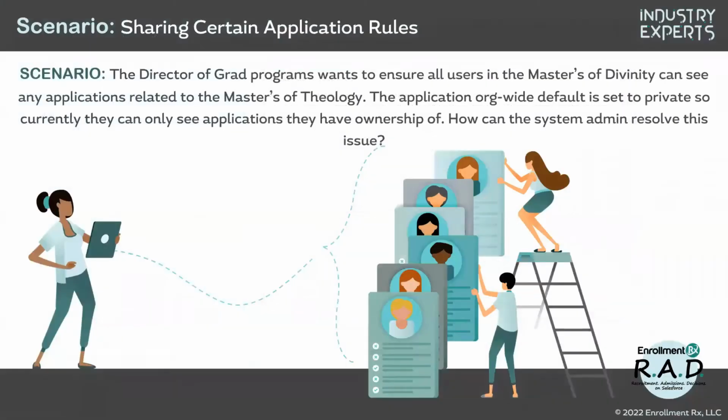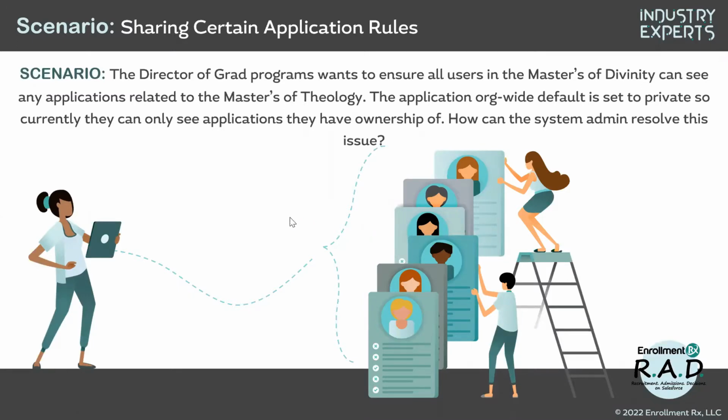So we're going to talk about a scenario. Paul was talking about the siloing based on role hierarchies, so we'll do a little demo here. The scenario is that the director of grad programs wants to ensure that all users in the Masters of Divinity can see any applications related to the Masters of Theology. The application org-wide default is set to private, so currently they can only see applications that they own. So even though these two departments are somewhat similar, they can't see each other's applications based on their org-wide defaults. As a system admin, how could you resolve that issue?